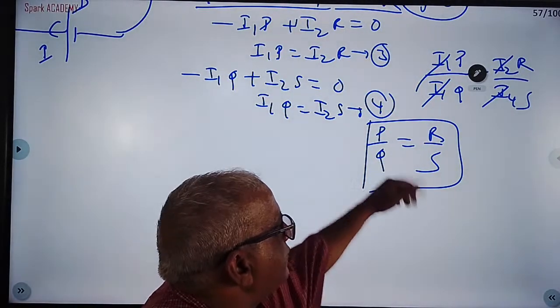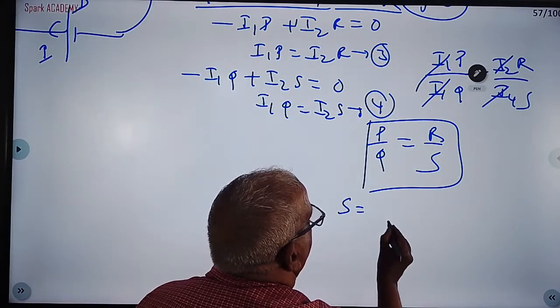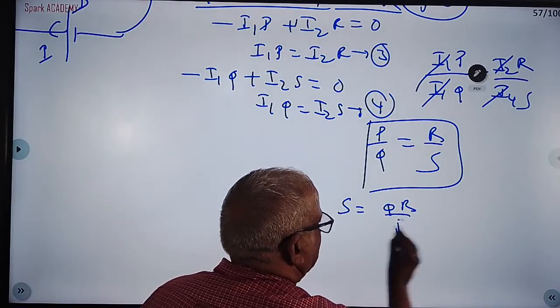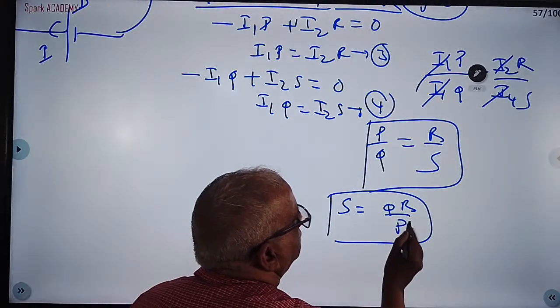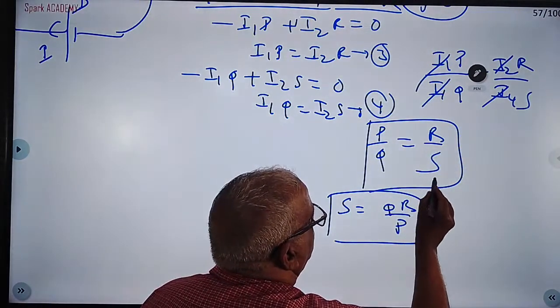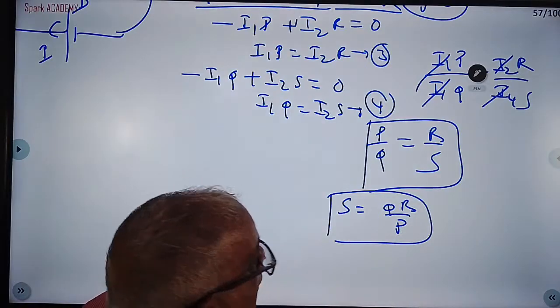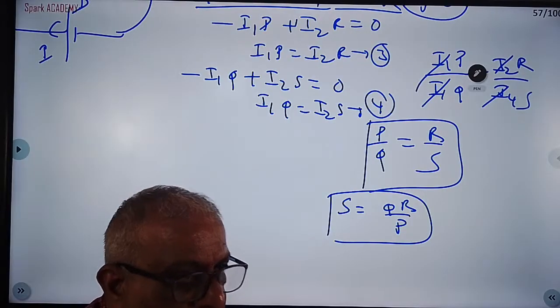P by Q is R by S, where S is unknown. If S is unknown, how to find S? S is nothing but QR by P, since Q into R equals S into P. So S equals QR by P. Like this, an unknown resistance can be calculated using Wheatstone's bridge, student.